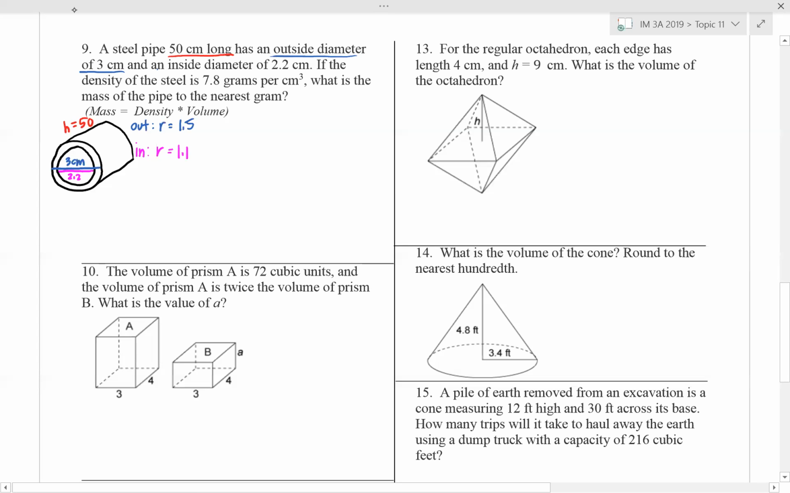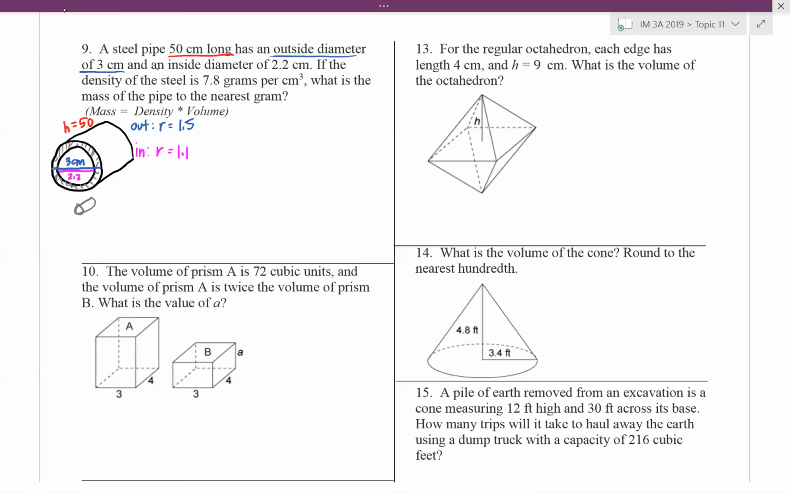So I want to find the volume of this shaded portion. That doesn't mean that I can subtract my two radii, because what would happen if I did that is I would find the volume of some smaller cylinder. So I don't do 1.5 minus 1.1 because that would create the smaller cylinder. I have to subtract the actual volume. So I want to subtract the volume of the whole thing minus the volume of the inside part. So it's like it's drilled and hollowed out.